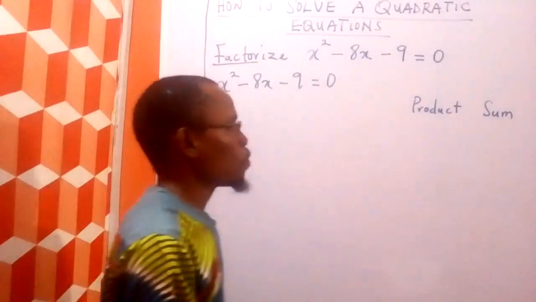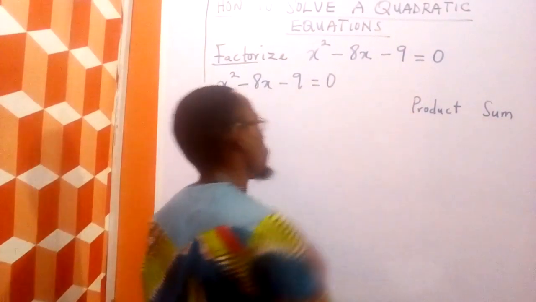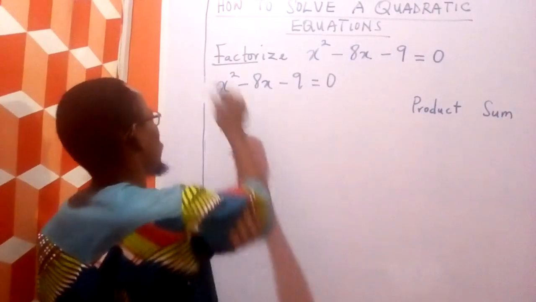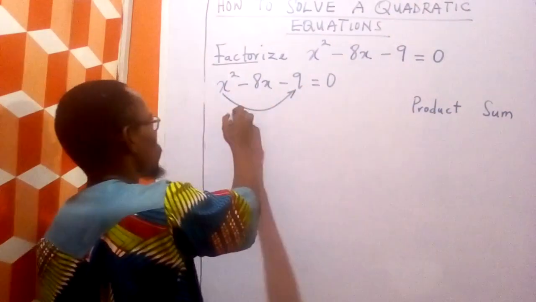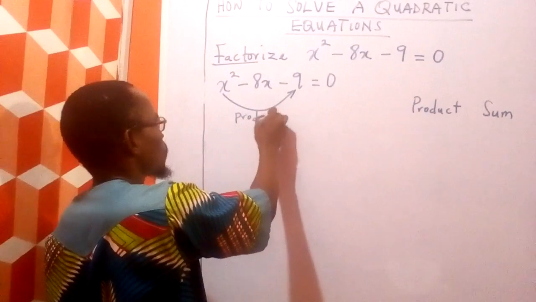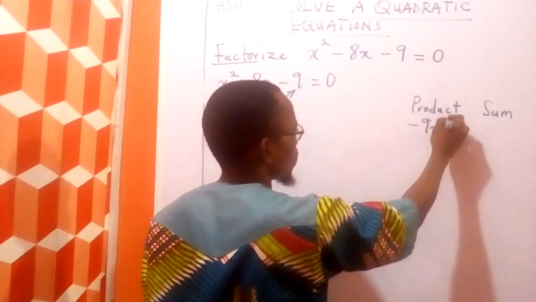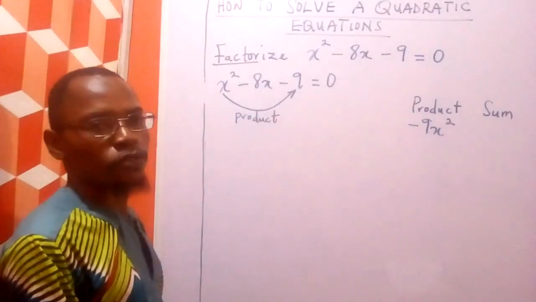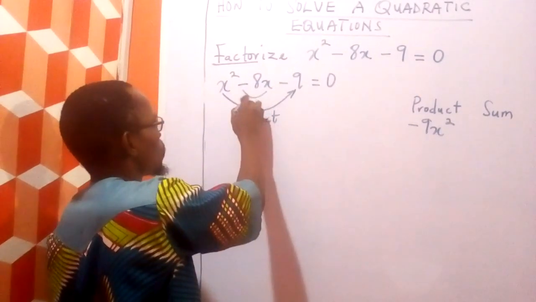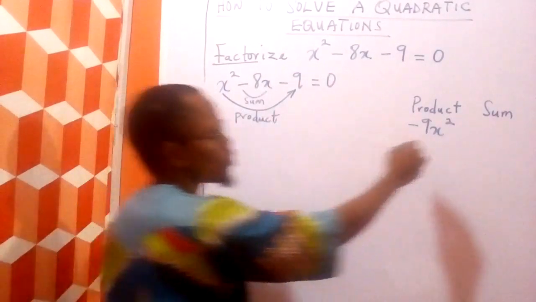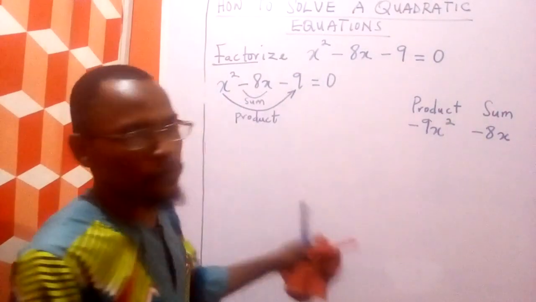So if you follow it, what will you do? We want to look for the product and we want to look for the sum. The product is the x squared here, multiplied with minus 9. So x squared times minus 9 gives us minus 9x squared. So are we together? The sum will just be this. This is the sum, and the sum is minus 8x. So that's the first step you have to take.